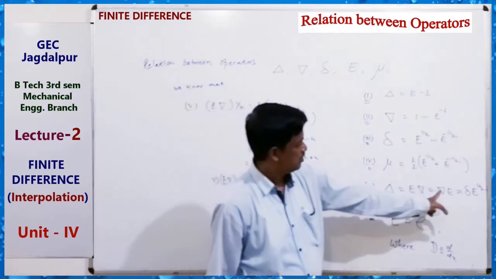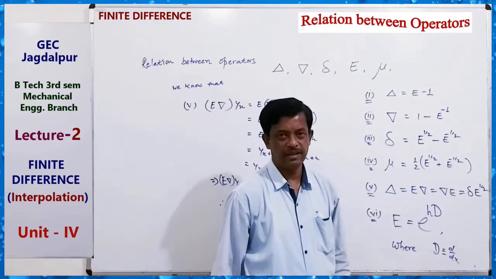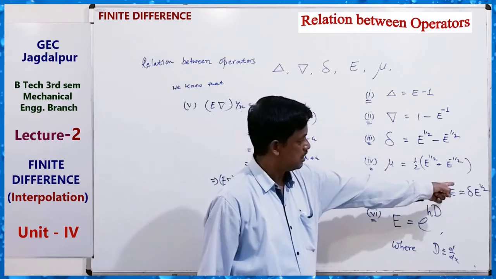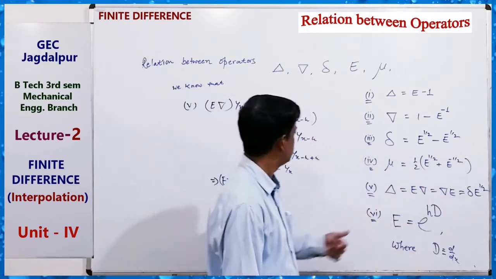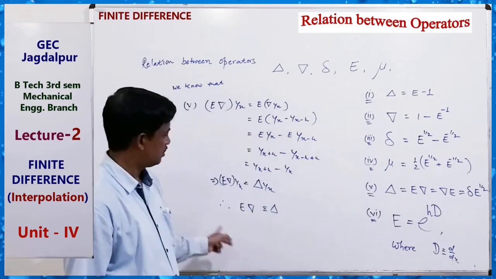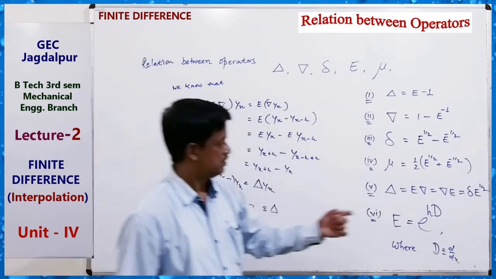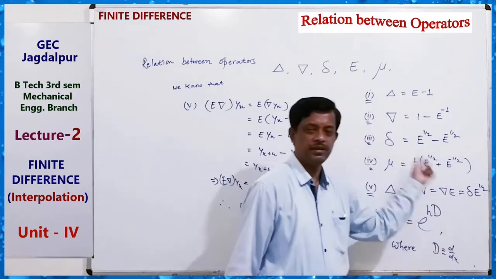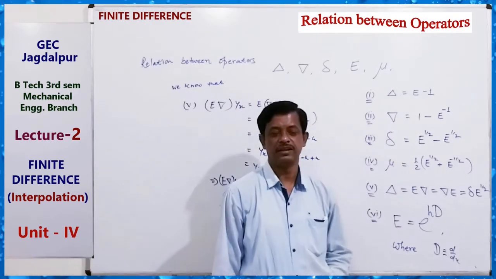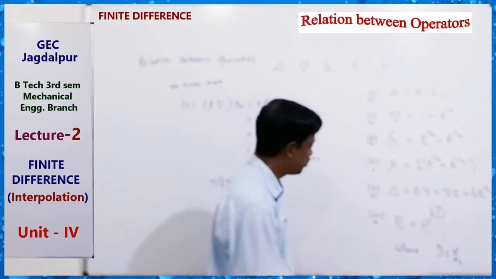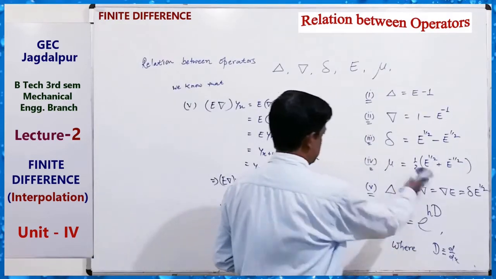Similarly, you can do it for δ and E power half, central δ E power half. Just take it, apply it to yx, and do it. You can get forward Δ, just like this. So this is the proof up to this.